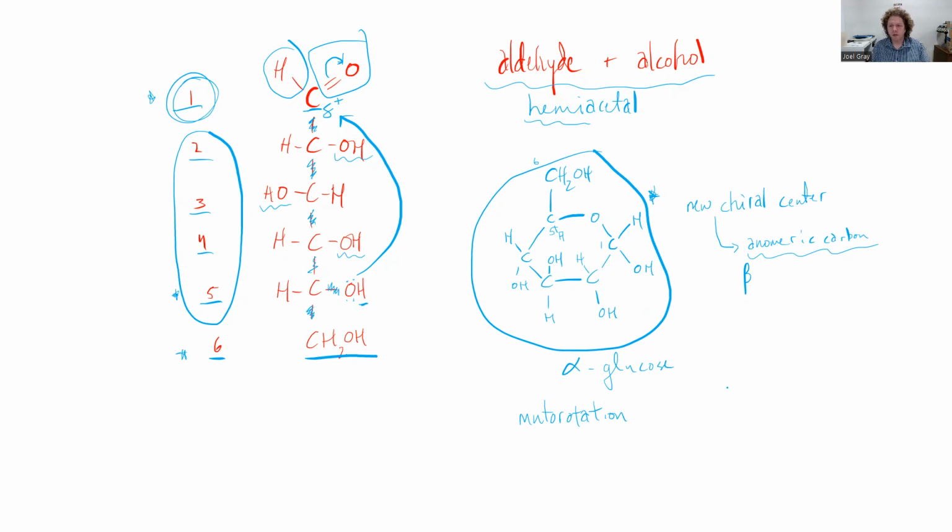This six-membered ring here is known as a pyranose. I said previously that glucose, for example, could form a five-membered ring. Well, if you have a five-membered ring, that is a furanose. Those are based on the functional groups pyrans and furans, or pyran rings and furan rings.